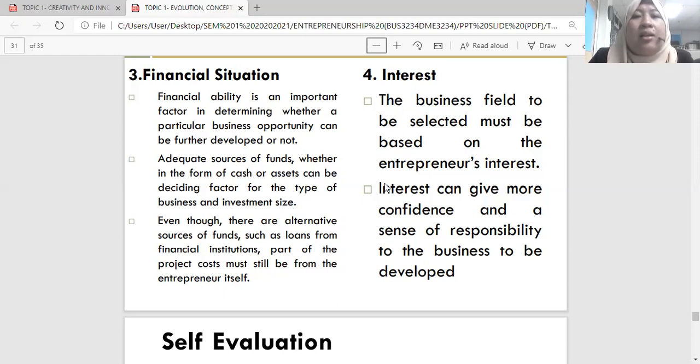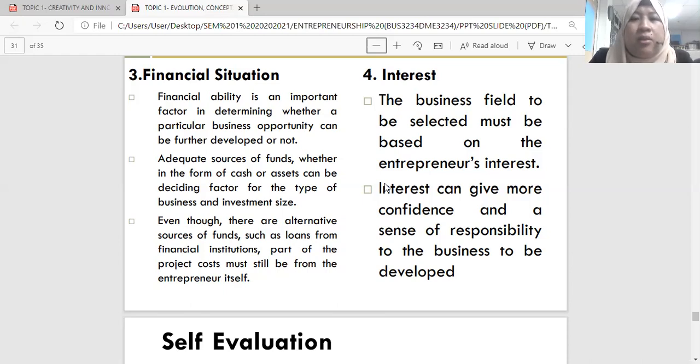Interest ni bukannya kita panggil sebagai interest lah, apa kita faedah. Bukan faedah, tetapi lebih kepada entrepreneur's interest. Usahawan tu punya minat. Okay, what are you interested to do? Okay, and interest can give more confidence. Betul. Sebenarnya apabila kita minat pada sesuatu, ia memberi lebih confident, memberi lebih keyakinan kepada usahawan tersebut.